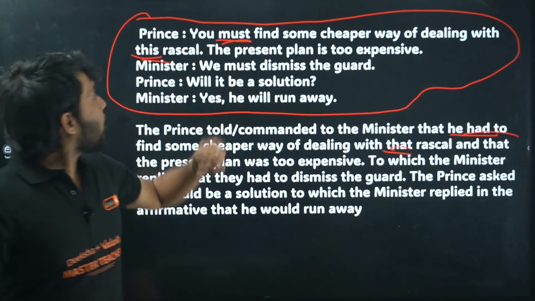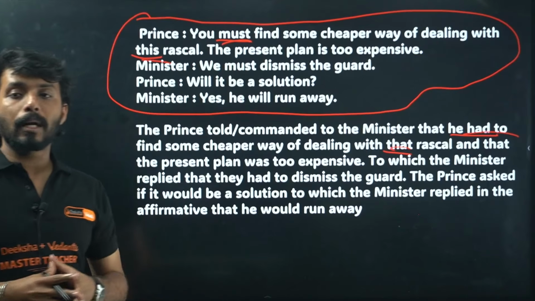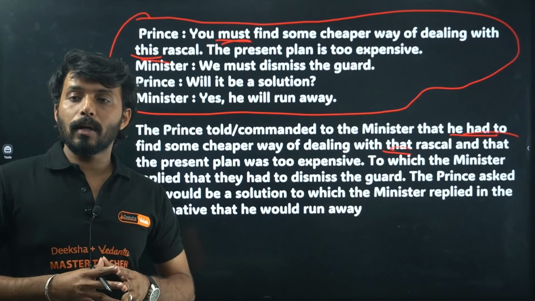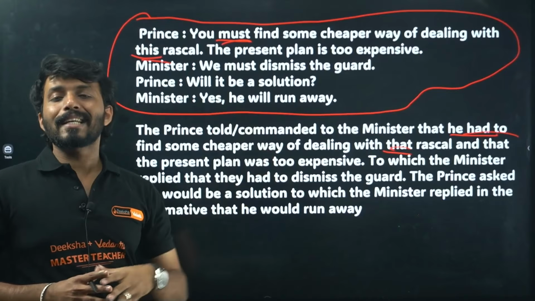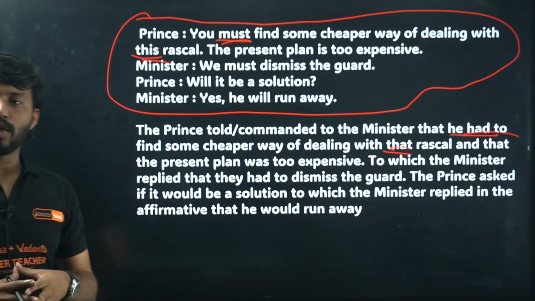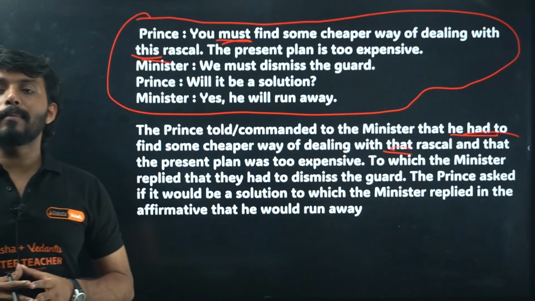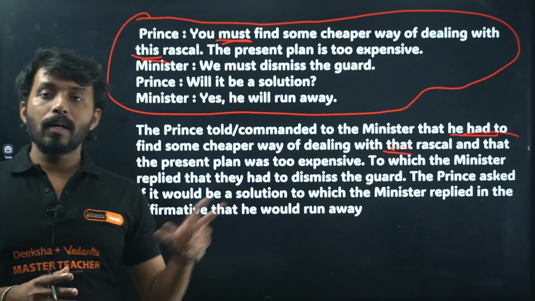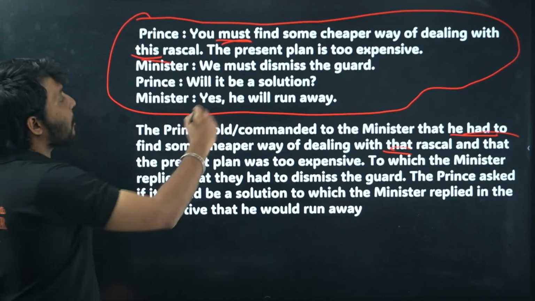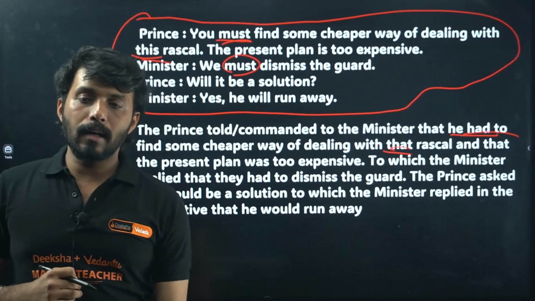So, way of dealing with that rascal. The present plan is too expensive. So how do I report that? To which, and that the present plan was too expensive. Okay, is becomes was. Now, what the minister had to say, to which the minister replied that they had to dismiss the guard. So we must dismiss the guard. Again, as I said earlier, must becomes had to. Okay, so they had to dismiss the guard.